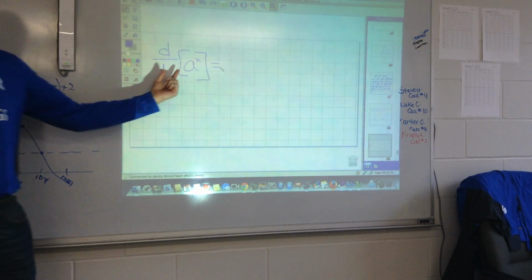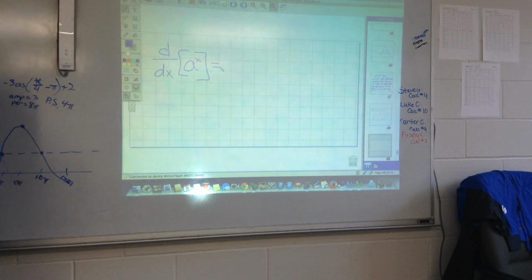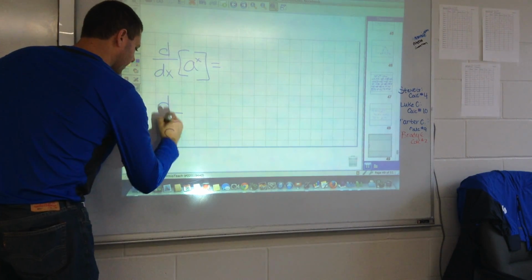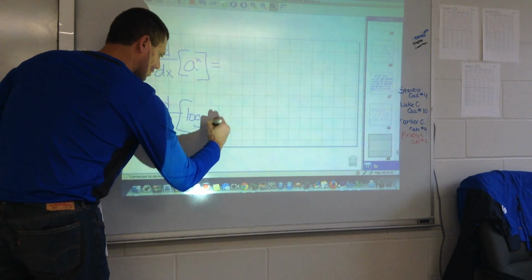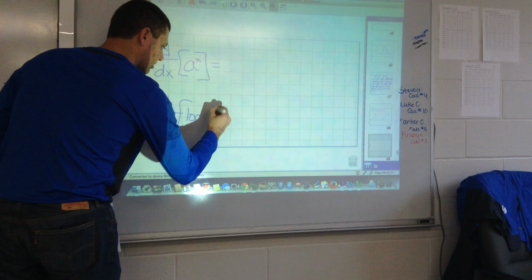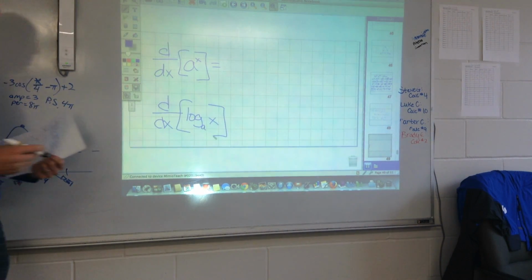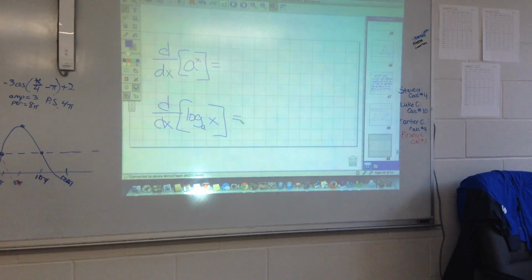Today our goal is to find the derivative of some number raised to the x power, and also find the derivative of a logarithm of some base a of x. That's our goal. That's what we're trying to figure out.